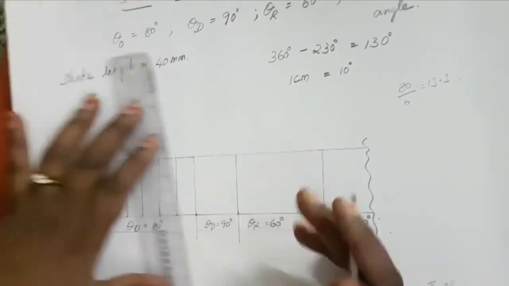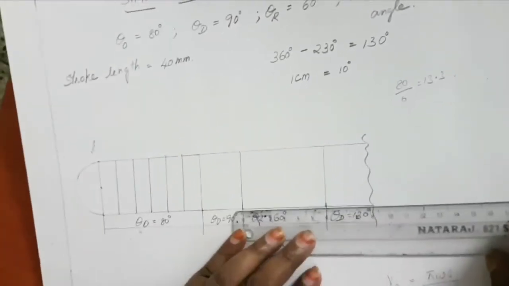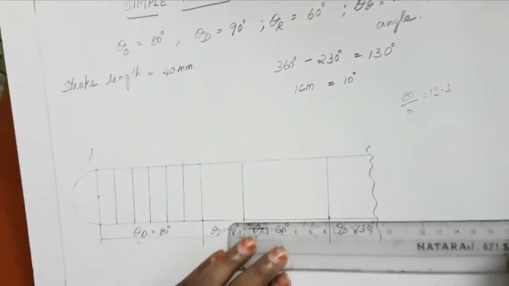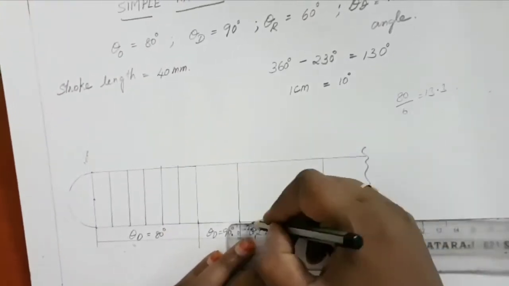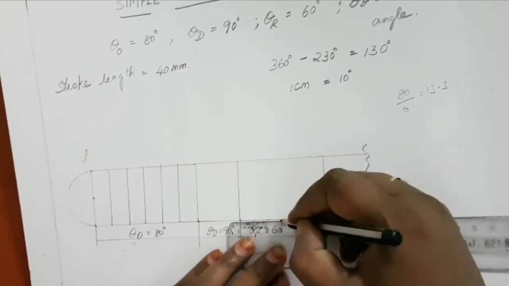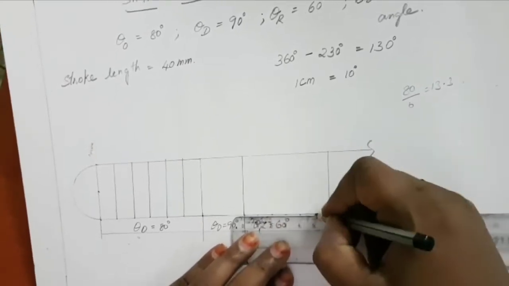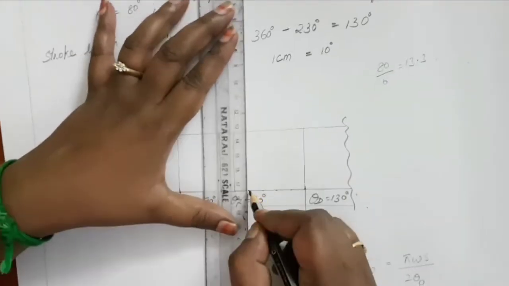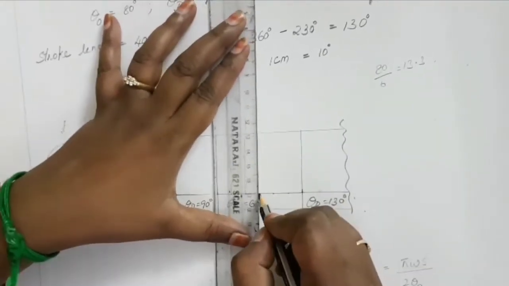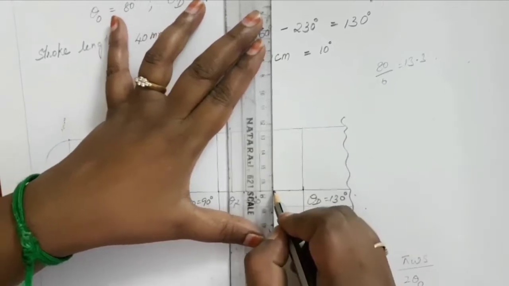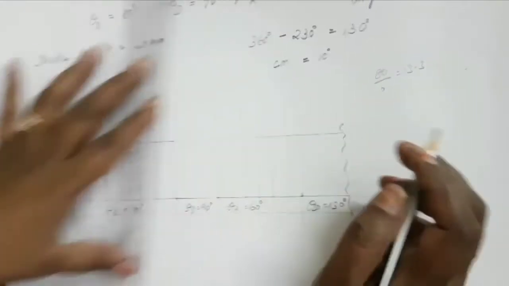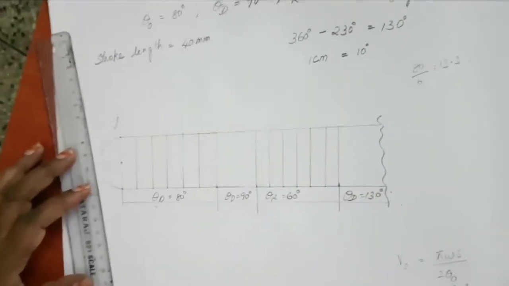Here the outstroke is over. Now come to the return stroke, which is only 60. You can easily divide 60 into 6 equal parts by taking 10 mm each. Now draw the vertical lines continuously. Okay, up to this it is clear.